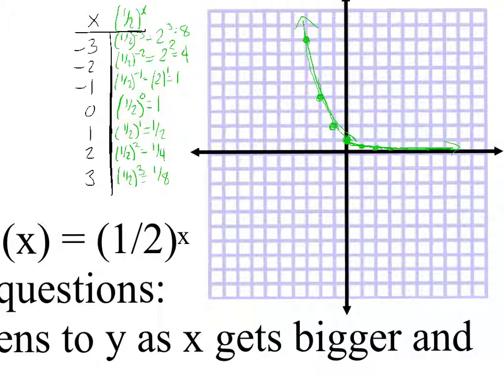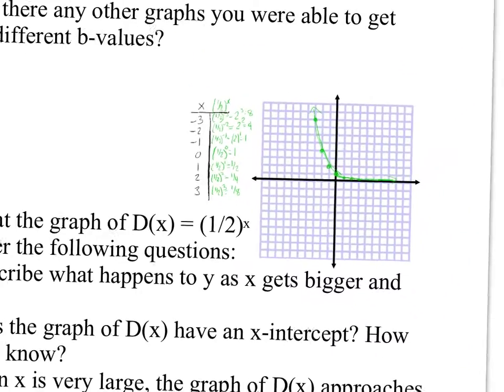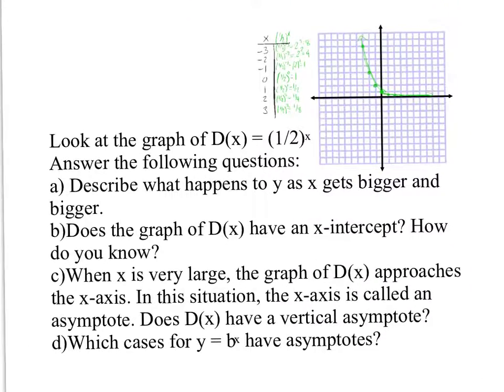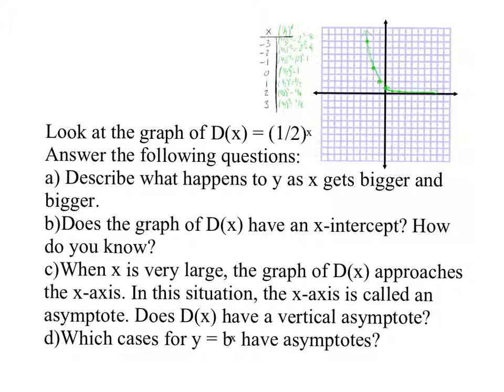Now let's start answering some questions on this graph. Describe what happens to y as x gets bigger and bigger. When we're saying that, we're following the x-axis this way. So we're following the graph from left to right. That's what this means. As x gets bigger and bigger, from left to right, what's happening to our graph?